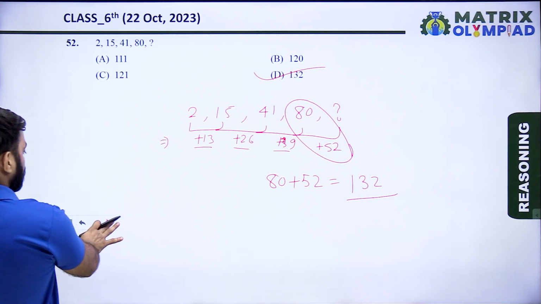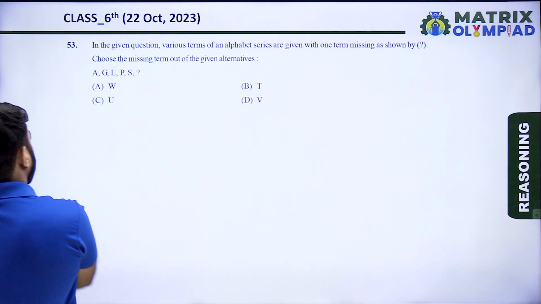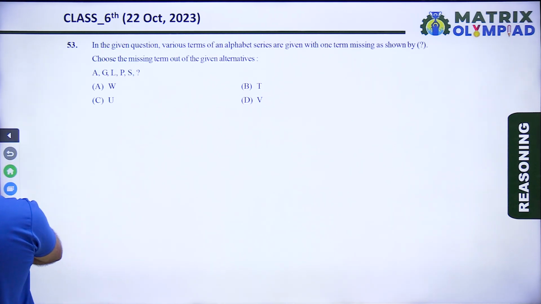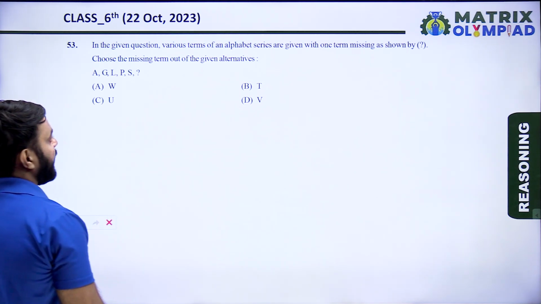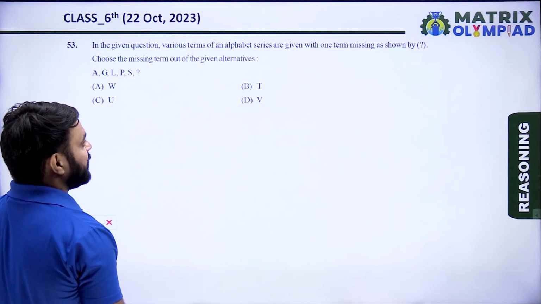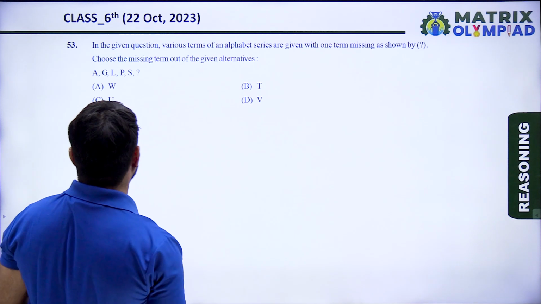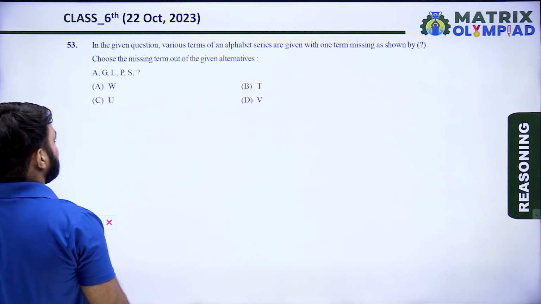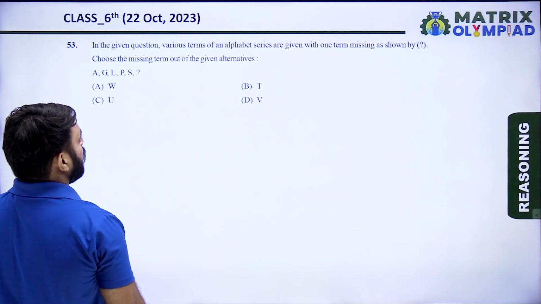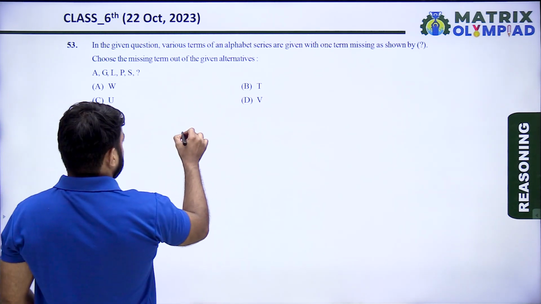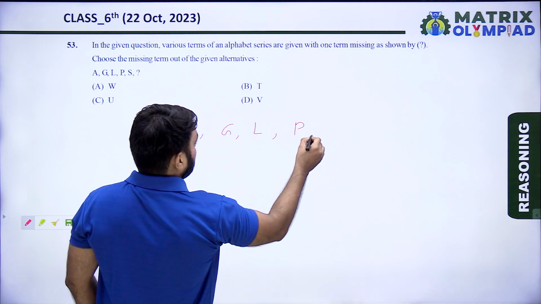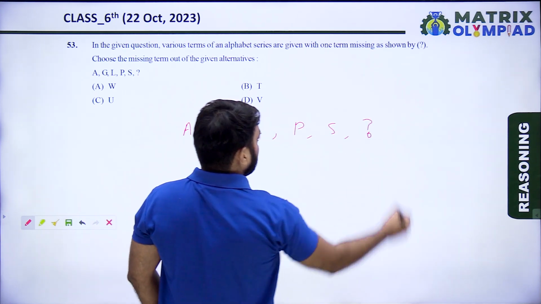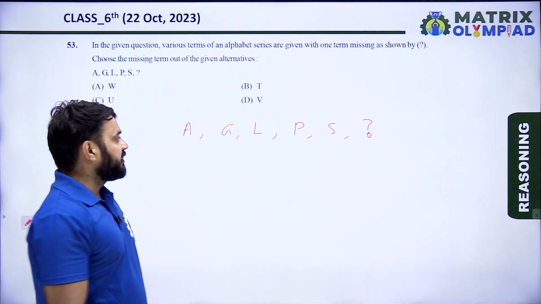So let's move on to the next question. The next question is question number 53. In the given question, various terms of an alphabet series are given with one term missing, as shown by the question mark. Choose the missing term out of the given alternatives. The series is A, G, L, P, S and we have to find the next alphabet of this series.